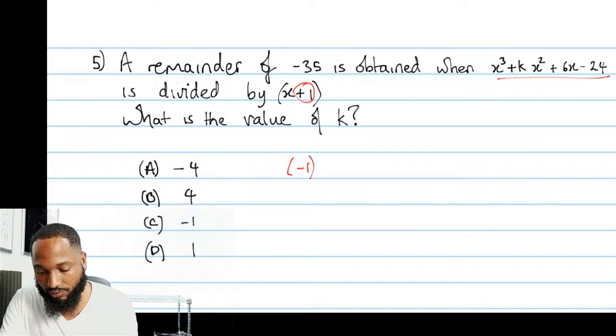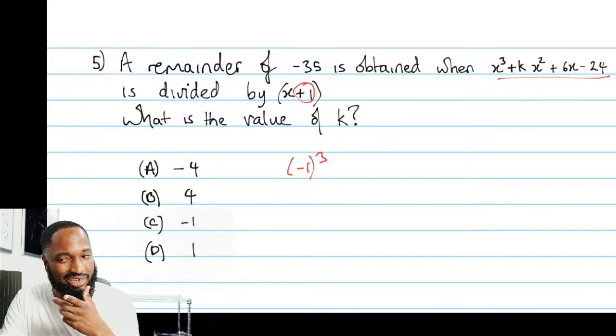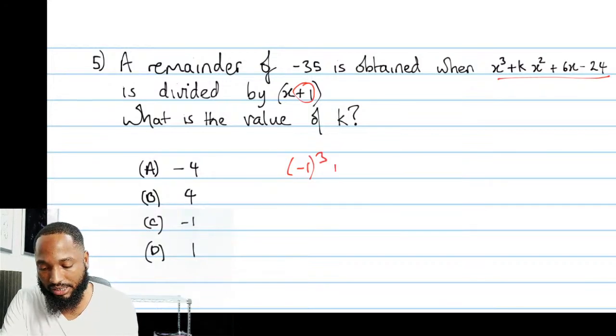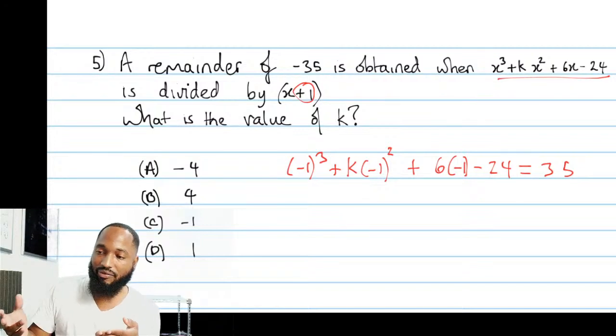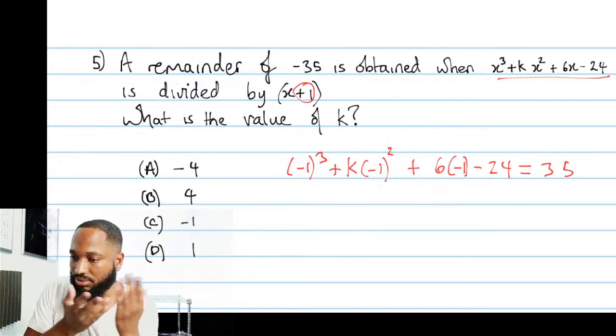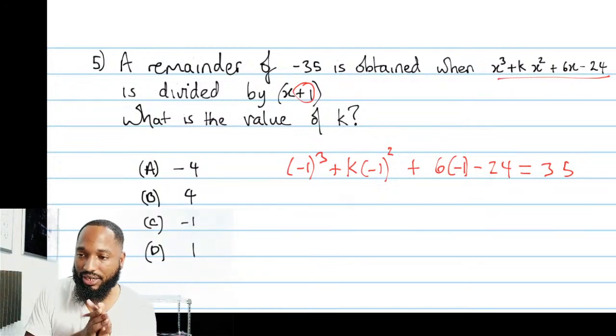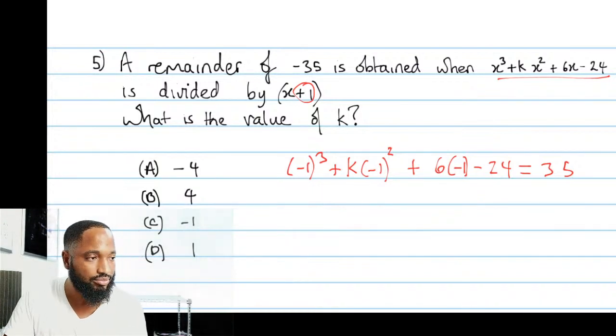So your negative 1 cubed, negatives and cubes is how they play games with students, right? Don't let that outgame you. Negative 1 in everything, all the x's. You're replacing all the x's with negative 1, plus 6 by negative 1, minus 24, and this should be equal to negative 35. And in essence, what you have here is a linear equation with unknown k, find k, easy thing.